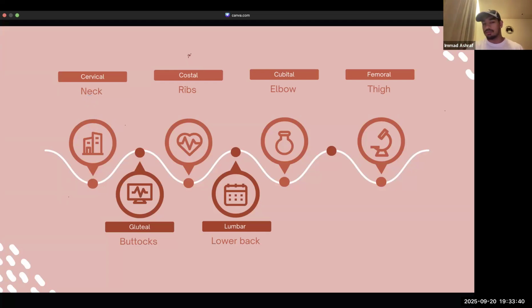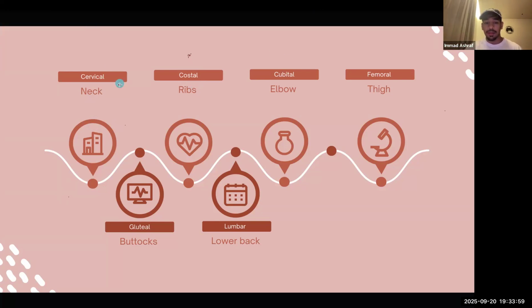So costal means your ribs. There are a lot of joints that have costal in them because your ribs connect to a lot of bones. So that's how you should know costal means ribs. Cubital means your elbow, right? Femoral means your thigh. So there's an artery called the femoral artery. If you know what femoral means, you'd know this is an artery somewhere near your thigh, right? Gluteal means your buttocks, and lumbar means your lower back. So your lower back is lumbar. And you have vertebrae here as well, lumbar vertebrae.